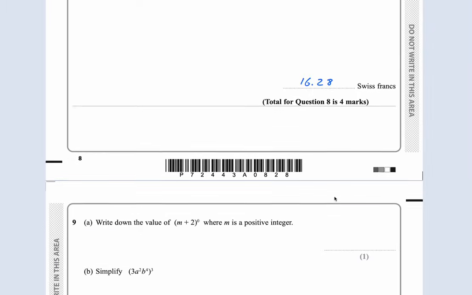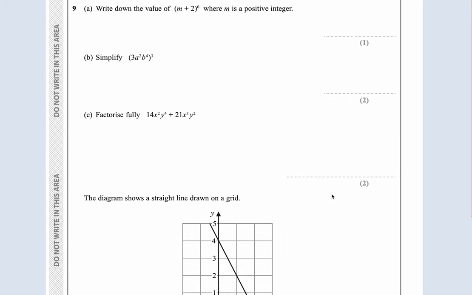Okay, question 9. Write down the value of this. This is easy, guys. It's 1. Anything to the power of 0 equals 1. Simplify this. All right, I have to do 3 cubed. 3 cubed is 27. So this is 27. A squared cubed is a to the power of 6, because I multiply the powers. And b to the 4 cubed is b to the power of 12. Again, I multiply the powers.